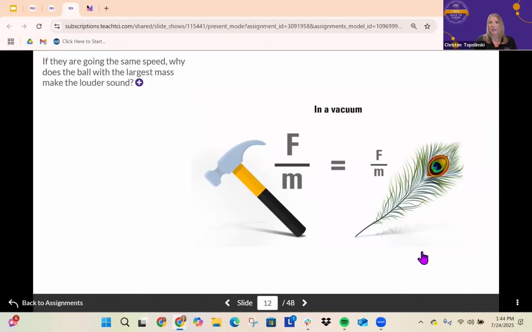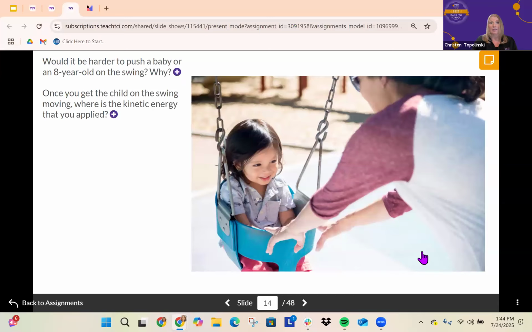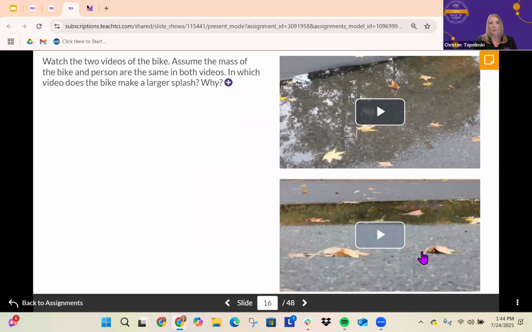They're going to think again a little bit about what happens in a vacuum, and different ways that we're pushing and pulling, like on the swing, rocks dropping into water. We're going to think about all of these things. We're also going to think about a bike going through a smaller puddle versus a bigger puddle, and what the difference is. I'll just play these really quick.